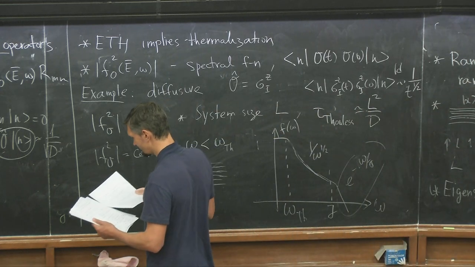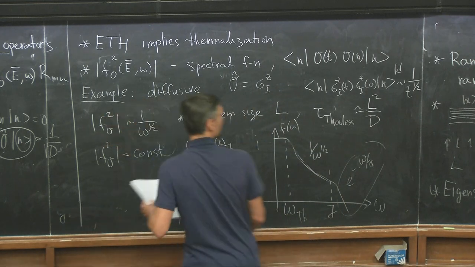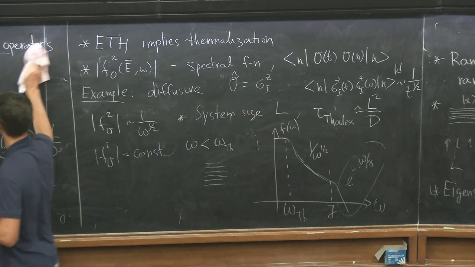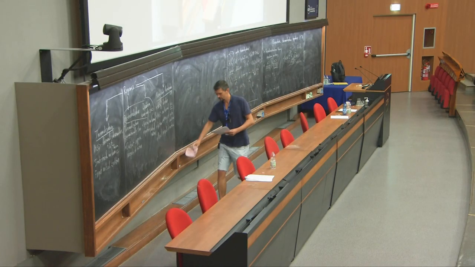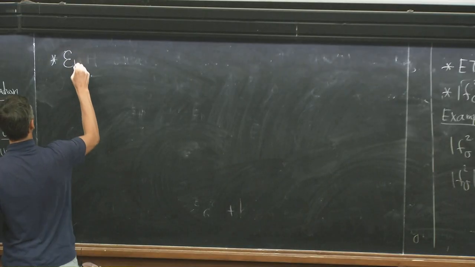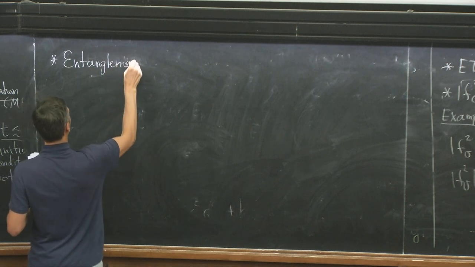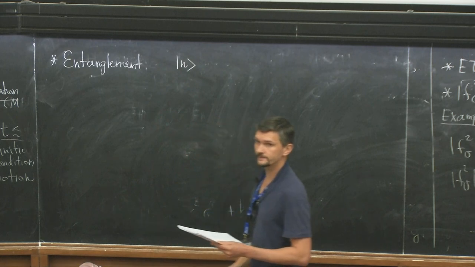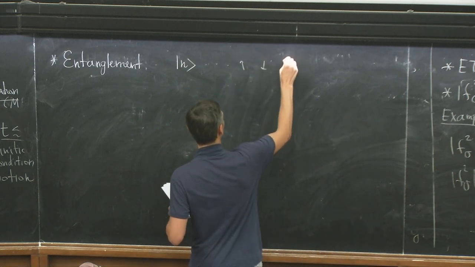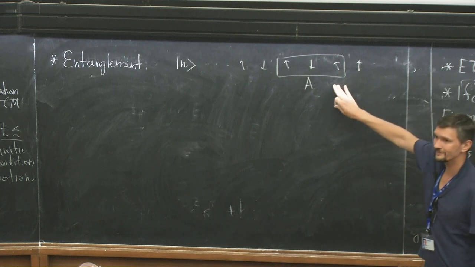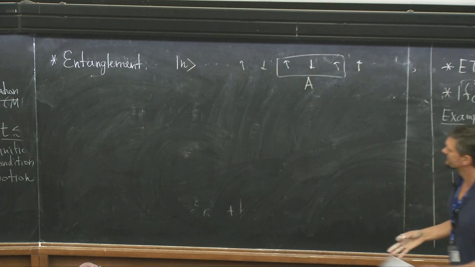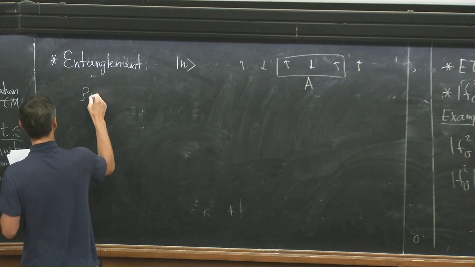Okay, let me just make a couple more comments before we conclude for the day. First, a simple implication of the ETH ansatz is for entanglement. If I take an eigenstate n, what ETH tells us is that physical observables are thermal. But that tells me that if I take a sufficiently small subsystem, then every observable is thermal, and that means that the whole state of the subsystem is actually thermal.